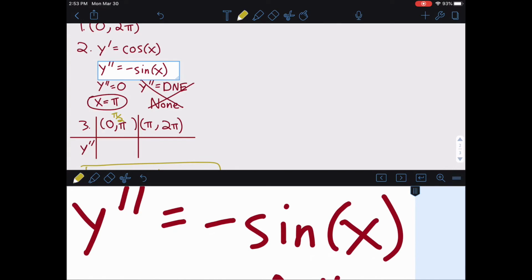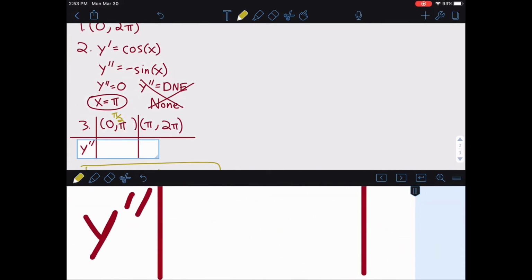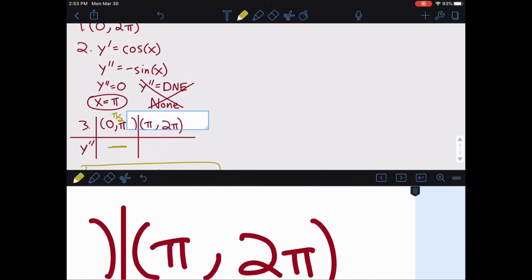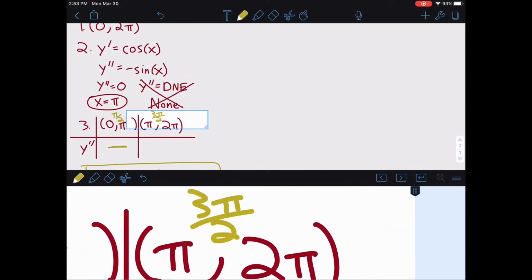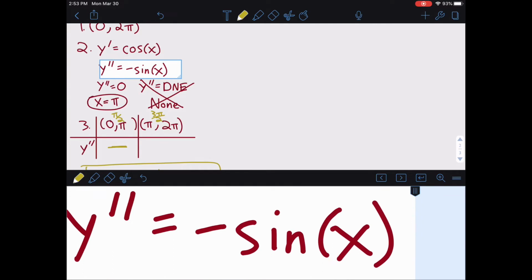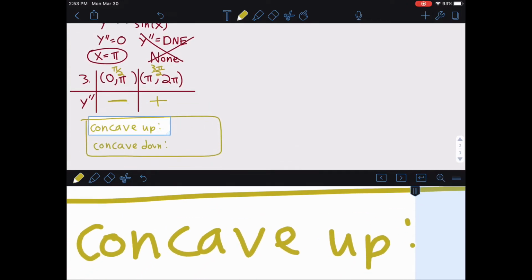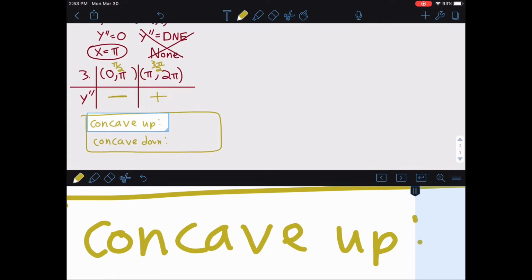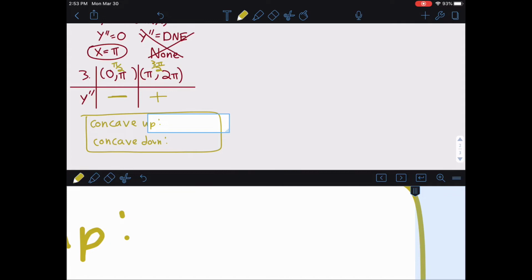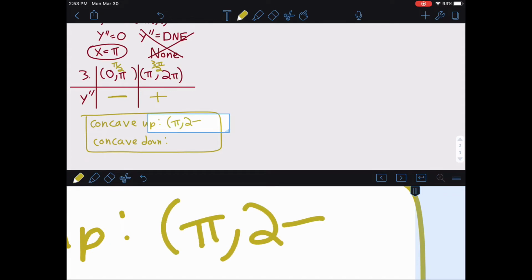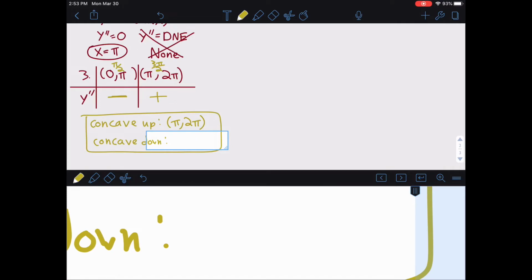So what is negative sine of pi over 2? That is going to be a negative number. Pi to 2 pi, I'll pick 3 pi over 2. Again, I'm plugging it into negative sine, so sine of 3 pi over 2 is a negative, but I have to multiply it by the negative in front. Double negatives gives me a positive. And so I can look at these intervals and say that my original function y, which was 3 plus sine of x, is concave up from pi to 2 pi and concave down from 0 to pi.